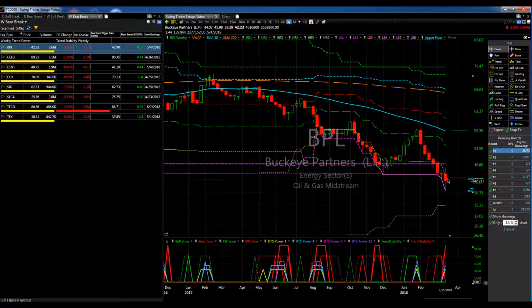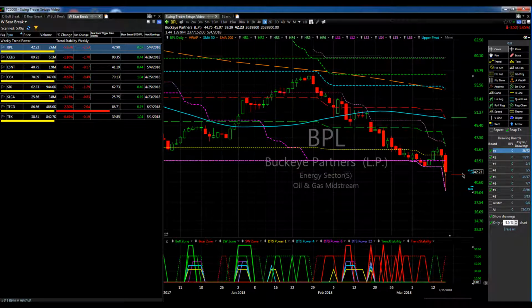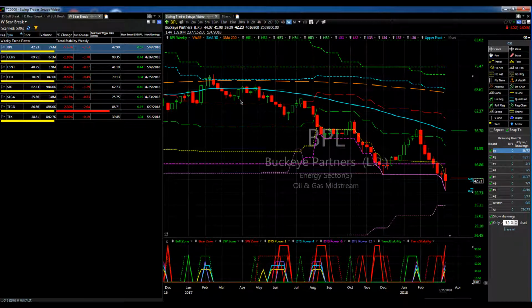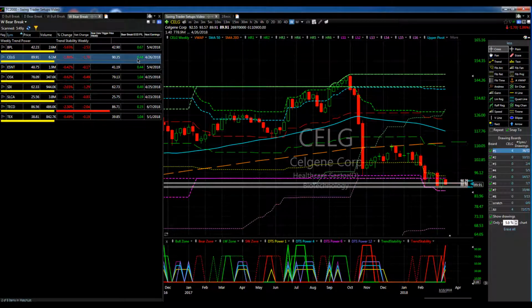and had a pretty big wick on the daily today. So there was some buying down here. It's got to get back over this level here to hold right here, 43.95, and it's been a downtrend for a while. This is nothing new here, so it's not a new setup at all. Sell Gene.